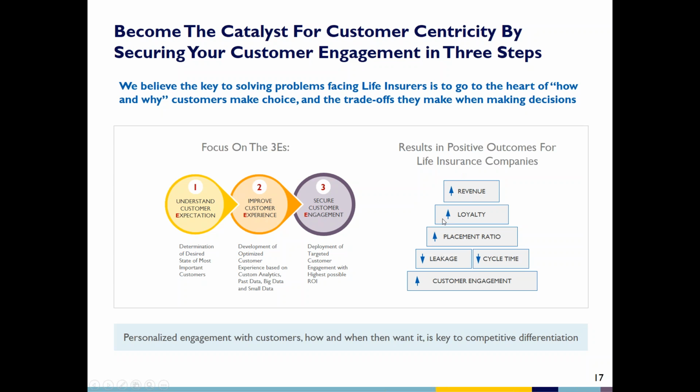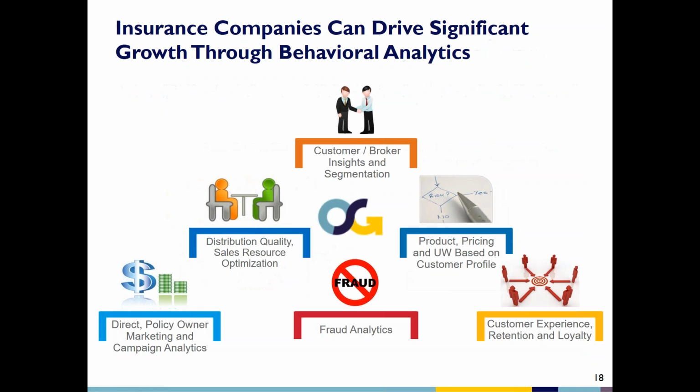But once you're able to understand various customer segments, what really makes one group tick versus the other, through that entire insurance funnel that we put up in the prior slide, then that personalized level of engagement with customers, how and when they want it, is the key in our opinion, and in the decades of work that we have done with our client partners, the key to competitive differentiation. So how does all of this matter, and what are some of the opportunities for behavioral analytics for insurance companies?